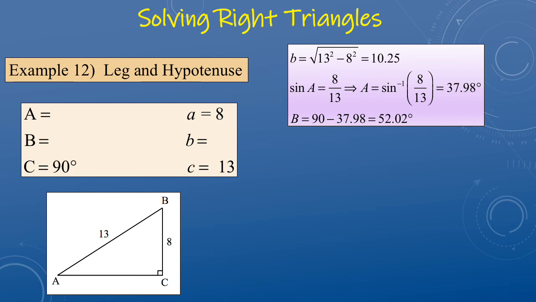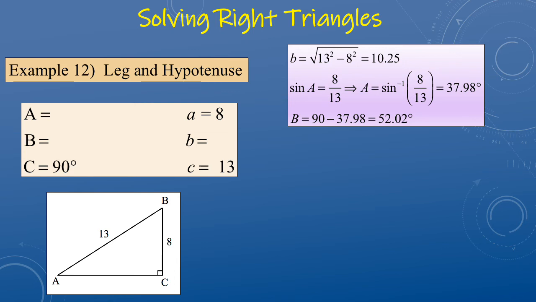However, we can use the Pythagorean theorem, and therefore b is equal to the square root of 13 squared minus 8 squared, or 10.25. To find one of the angles, we'll choose angle A. We concentrate on the two known sides, which are 8 and 13, the opposite and the hypotenuse.